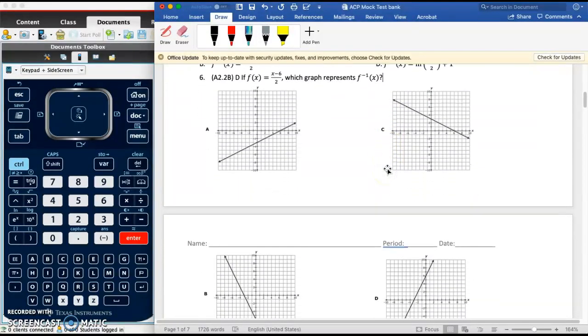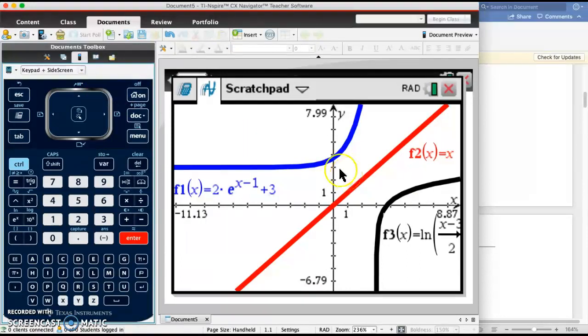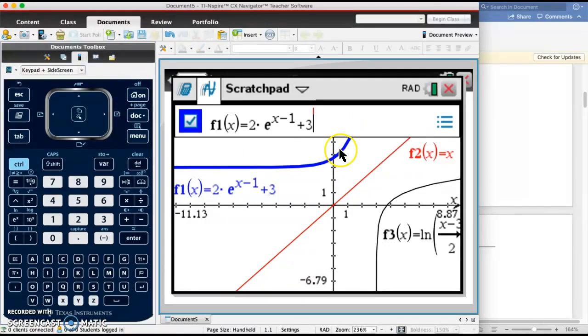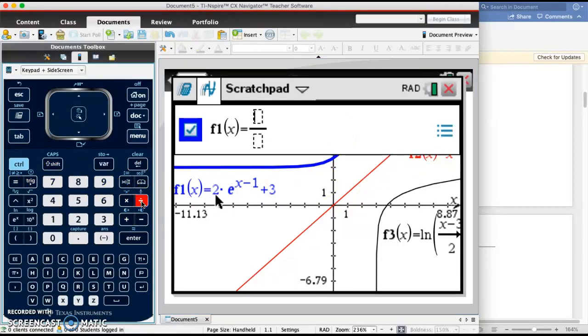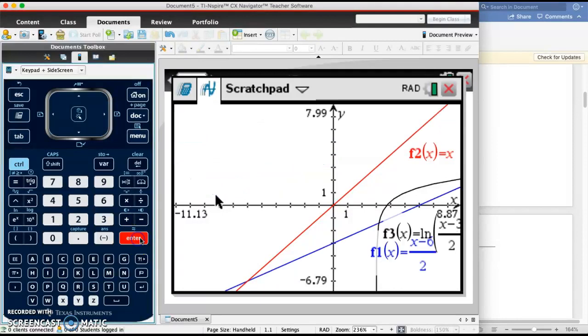All right. Now, if I look at number 6, x minus 6 over 2 is the graph actually of a line. And then, so right there, I want to know what is its inverse. So, real simple. I'm going to just erase that one. Okay, I'm going to put that in the graph. So I'm going to go x minus 6 over 2. We'll graph that.